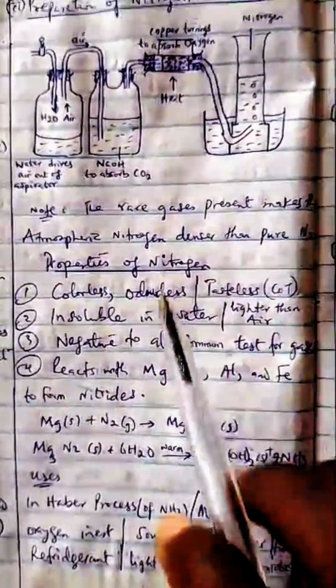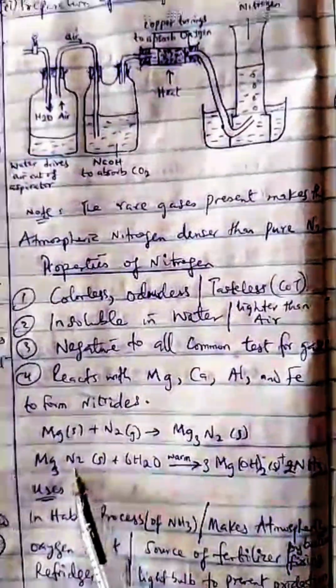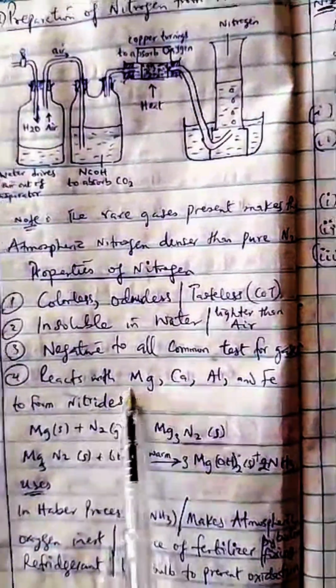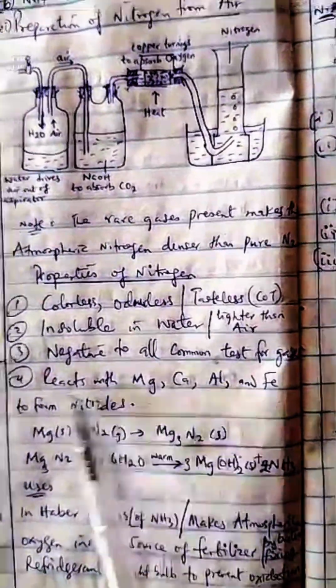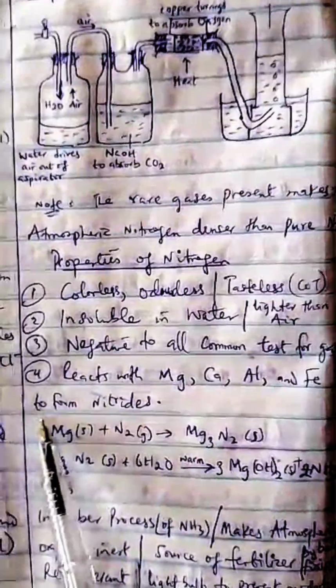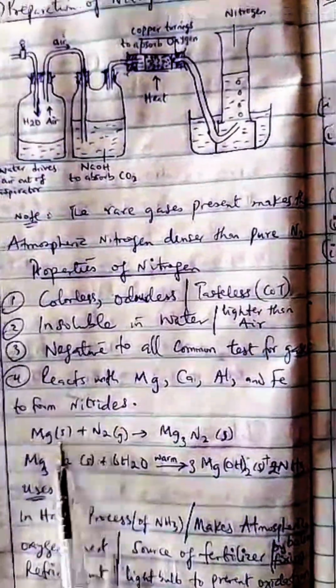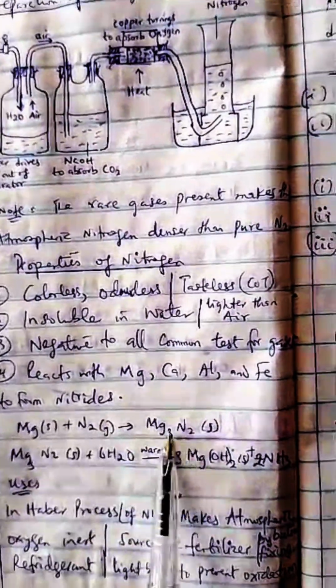Alright, so still talking on properties of nitrogen. Nitrogen forms nitrides with metals. It reacts with magnesium, calcium, aluminium, and iron in different cases to form nitrides. So this is the reaction between nitrogen and magnesium to form the nitride.